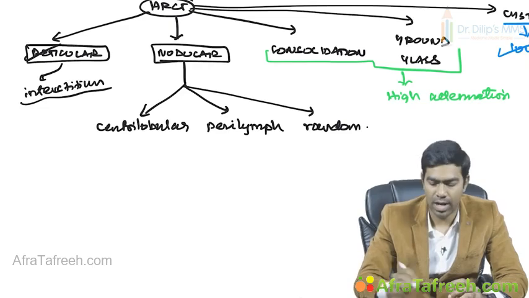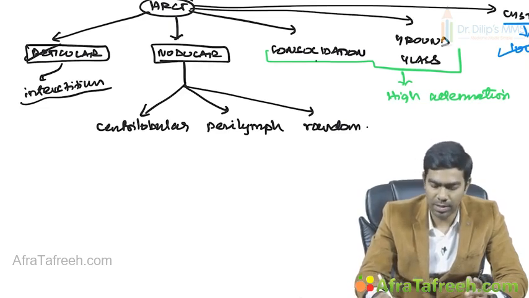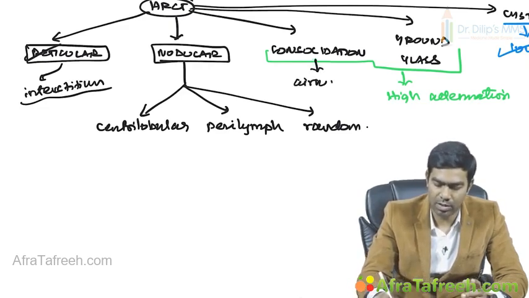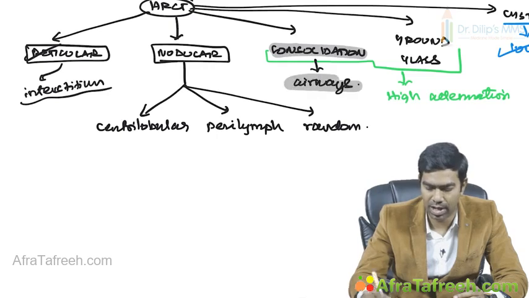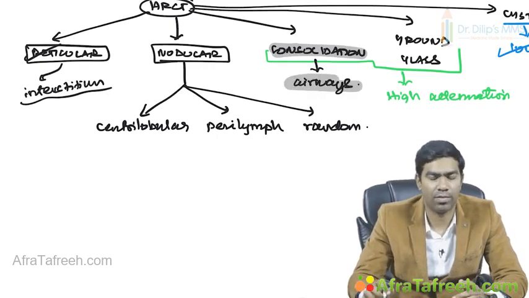Reticular is completely different. Reticular means it's typically going to affect the interstitium only. Clear? And this consolidation typically affects the airways. Consolidation typically is going to affect the airways. Definitely, whenever the moment you call consolidation, it's an airway disease, that's all. They're going to affect the airways.